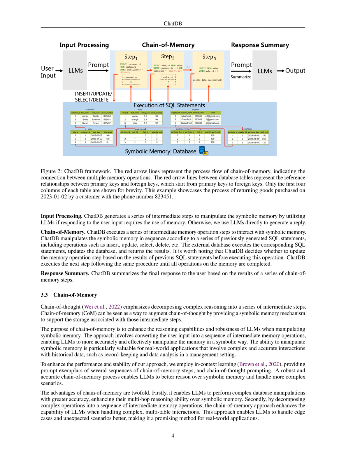Section summary. The task of ChatDB is to manipulate the symbolic memory, i.e., the external database, to fulfill the user's request. The framework consists of three main stages: input processing, chain of memory, and response summary. The chain of memory approach executes a series of intermediate memory operation steps to interact with symbolic memory, including operations such as insert, update, select, delete, etc., and decides whether to update the memory operation step based on the results of previous SQL statements before executing this operation.